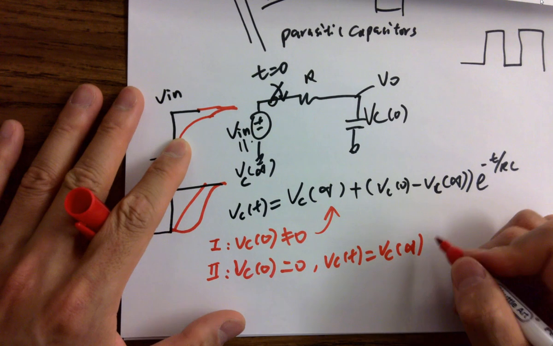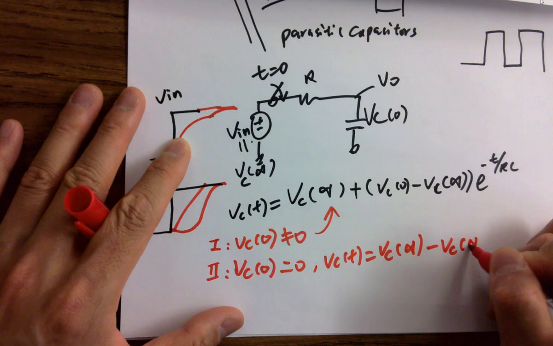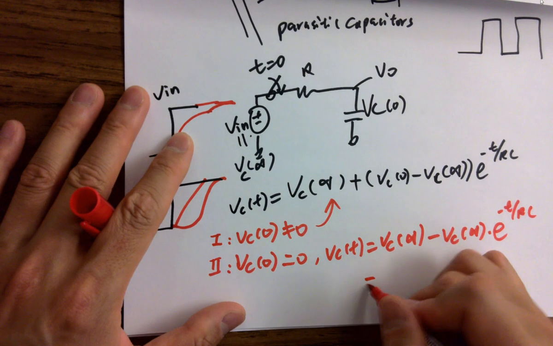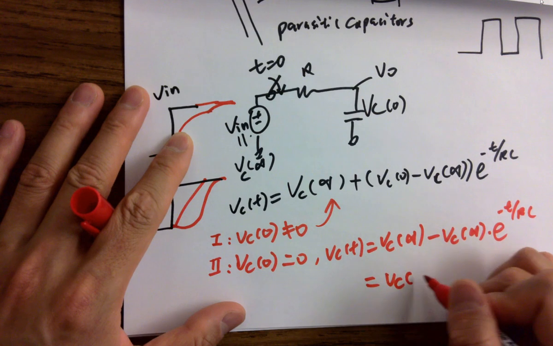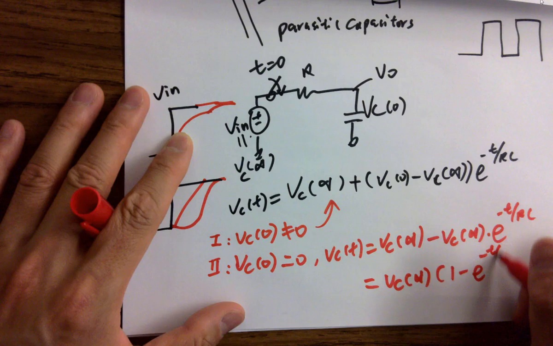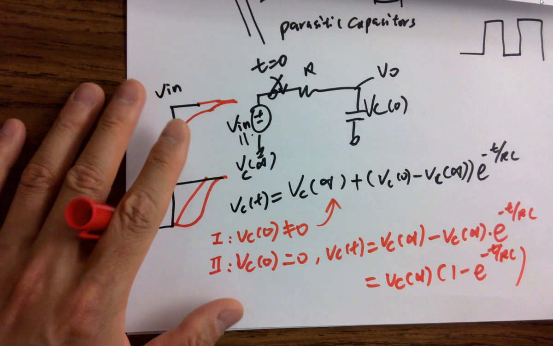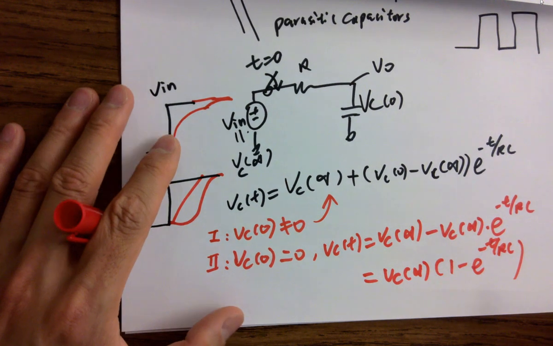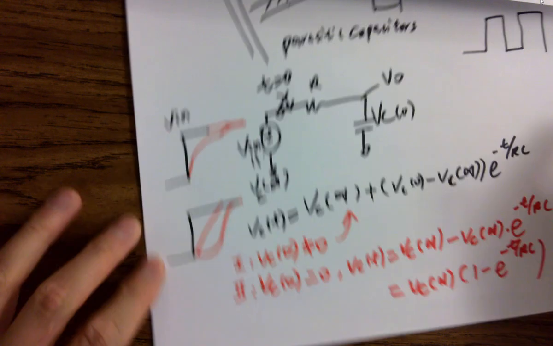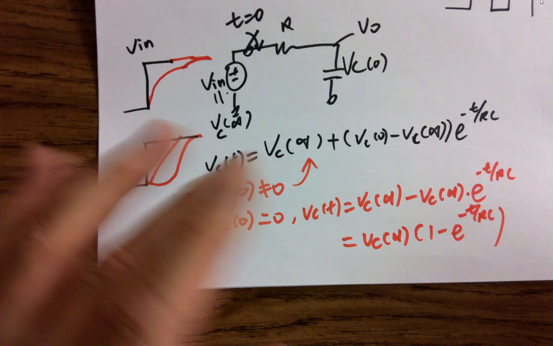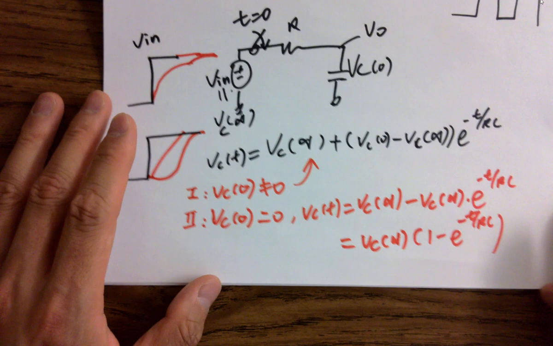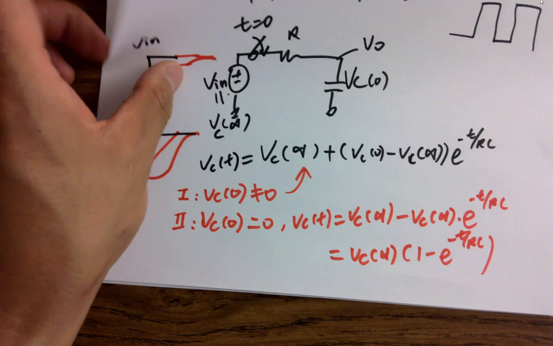VC infinite minus VC infinite times e to the minus t over RC. And further, it's VC infinite times 1 minus e to the minus t over RC. Okay? Some of you are familiar with this equation, right? Because this is the one we are going to use a lot in this class, and this is basically the fundamental physics of the digital circuits. So what we want to do is define the time delay of the digital circuits from this equation.